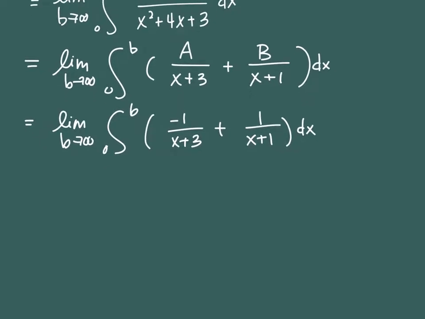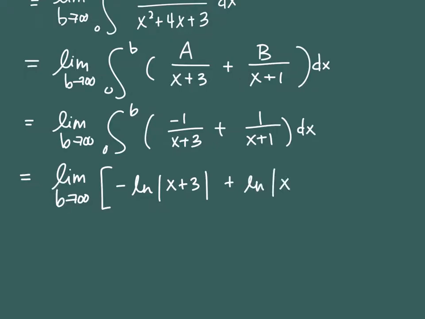Now those have nice antiderivatives. And so the antiderivative of negative 1 over x plus 3 is negative natural log of the absolute value of x plus 3, plus the antiderivative of 1 over x plus 1, which is the natural log of the absolute value of x plus 1, plus c, going from 0 to b.